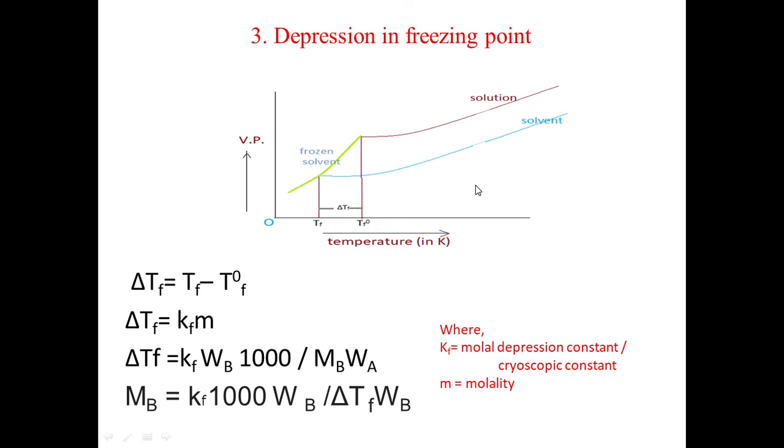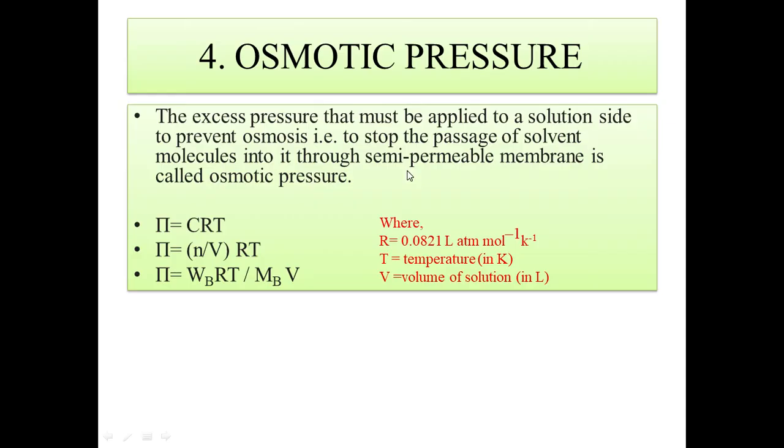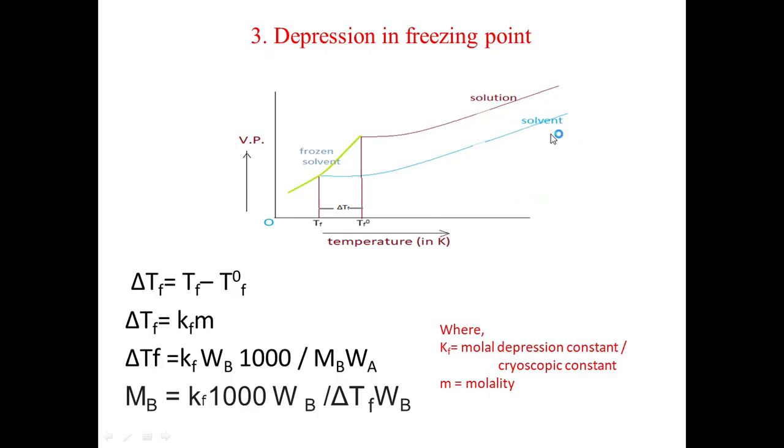You can see here, a solution has a freezing point always lower, that means a solvent always has a higher freezing point. Suppose if you take the example of water, normal water has a freezing point that is shown by the blue line. Normal water, the solvent, has a freezing point that is TF naught, that is 0 degree Celsius or 273 Kelvin, while the solution has a freezing point less than 0 degree, that is shown by that line. So you can see the difference, that is called depression in freezing point.